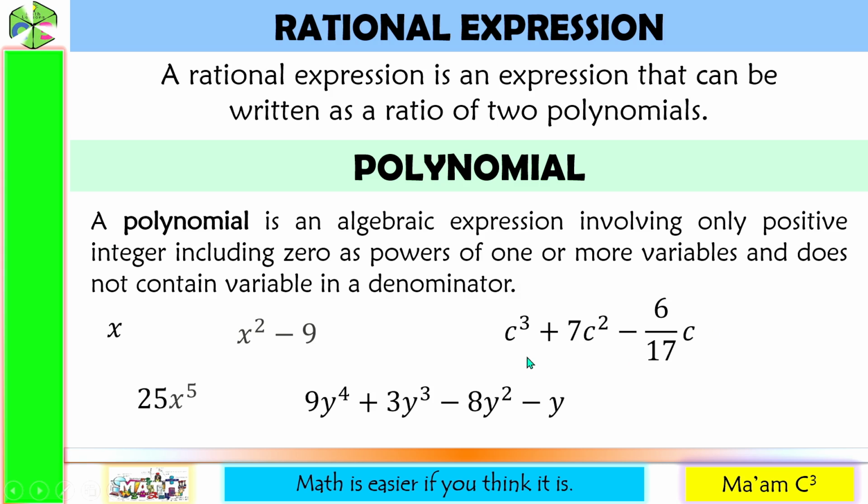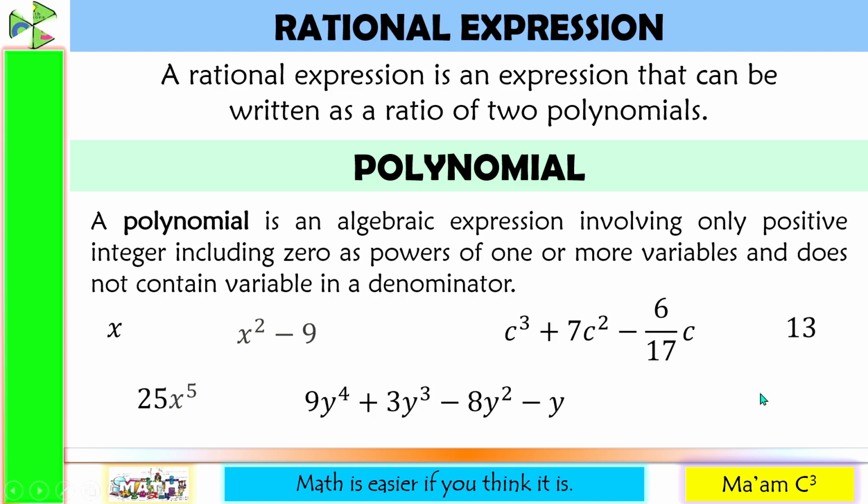How about c cubed plus 7c squared minus 6 over 17 of c? Let us examine the exponents. We have 3, 2, and the imaginary 1 here. All are positive integers. But wait, we have a denominator here. However, it says here, does not contain a variable in a denominator. And 17 is just a constant. So this is still a polynomial.